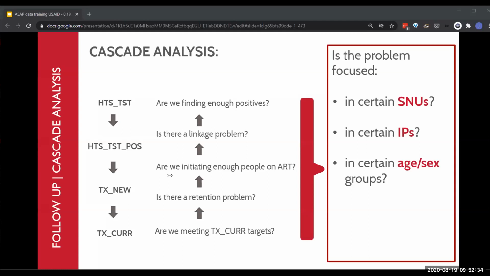If you look at those problems in the middle, the way that we've worked backwards up the cascade, trying to identify what's happening, you can also start to layer in these other aspects of an analysis. Is it by SNU? Is it by IP? Or is it among certain age and sex groups? And again, I hope this slide helps you understand why we collect the level of data that we do. The reason we ask you for age-specific testing data is so that we can answer these questions, because we can't answer them without that level of detail.